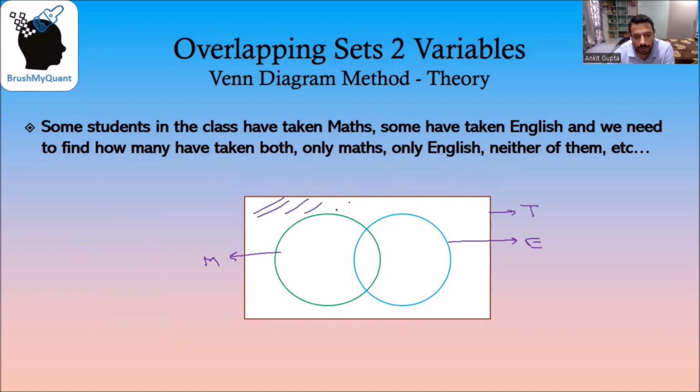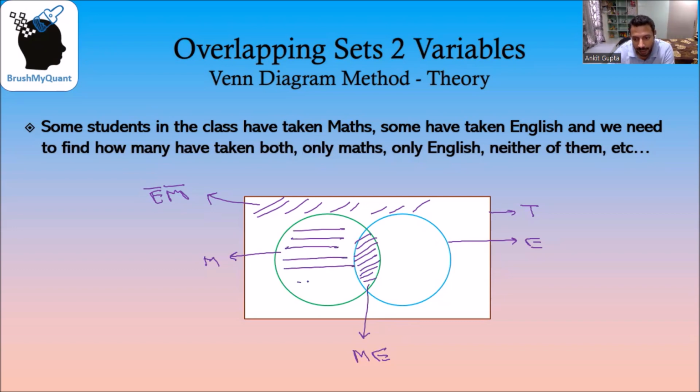All the part which is outside these two circles, but inside this rectangle, comprises the students who have taken neither of them. So neither English nor maths. The part which is the intersection of both of them, that means the students who have taken both the subjects, so maths and English. This part which is inside maths but outside English will become students who have taken maths but not English.